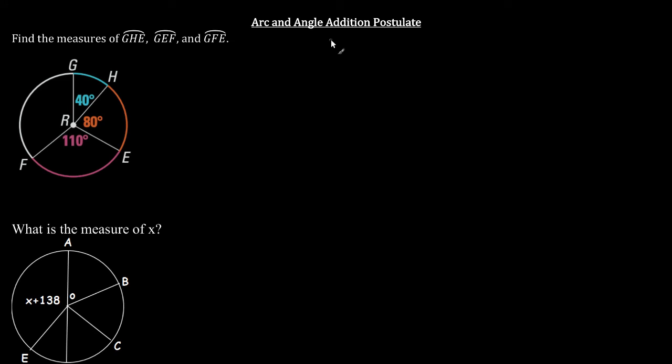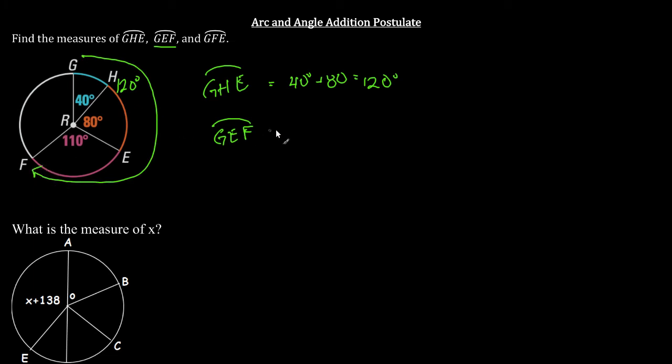All right, so the arc and angle addition postulate. We sort of used this already, but you get it. It says arc GHE. GHE is 40 plus 80. This whole thing here is 120 degrees: 40 degrees plus 80 degrees equals 120 degrees. Not difficult. Arc GEF is going to be 40 degrees plus 80 degrees plus 110 degrees. And you add them up, you get that. You get the point.